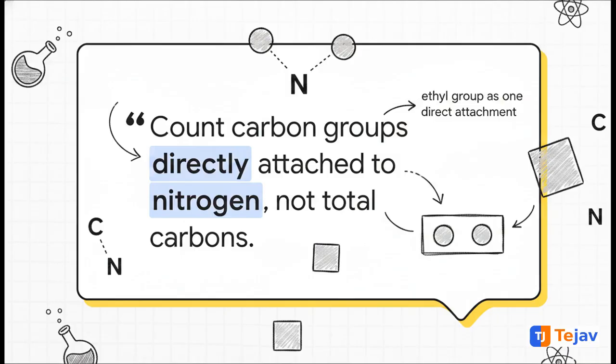For instance, an ethyl group has two carbons, right? But it's only one direct attachment to the nitrogen. So ethylamine is still a primary amine. Please don't let that trap catch you on exam day.